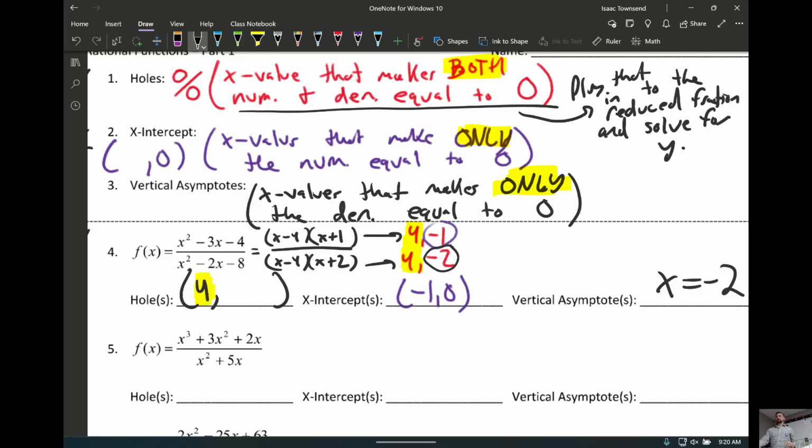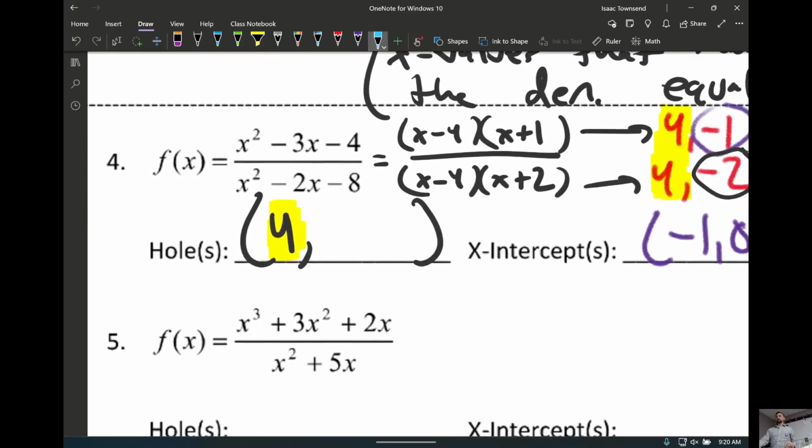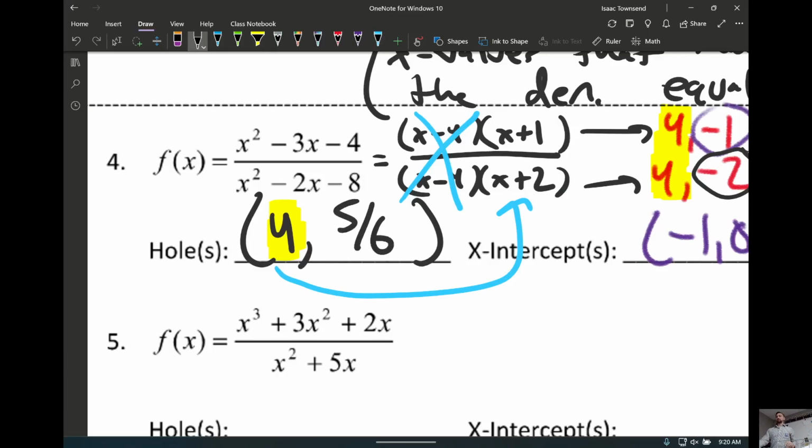So what I mean by that is, if 4 is making the numerator and the denominator equal to 0, that means that the numerator and denominator should have factors of x minus 4. So let these two cancel out and reduce, and then we're going to plug this in to the reduced fraction, to the leftover stuff. And we're going to be left with 4 plus 1 over 4 plus 2, so 5/6. There's going to be a moment where this graph doesn't exist when x equals 4 and y equals 5/6.